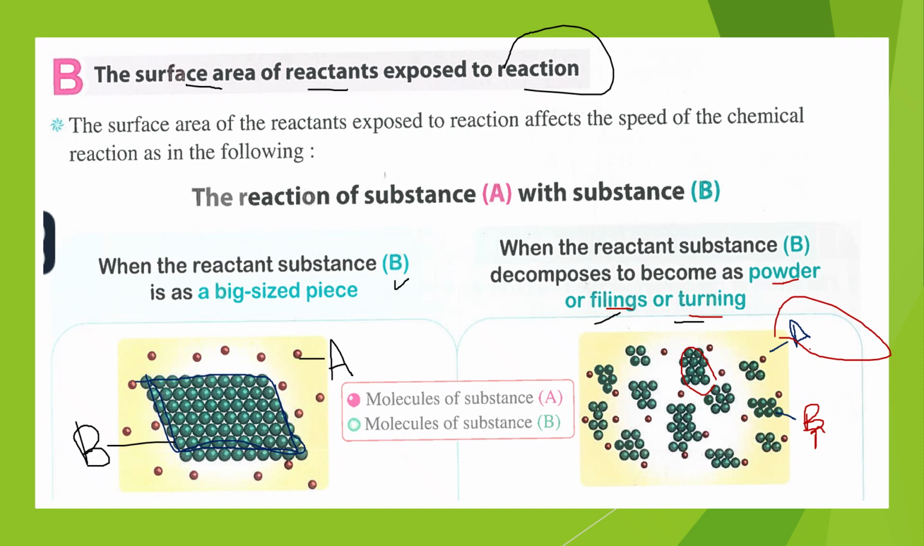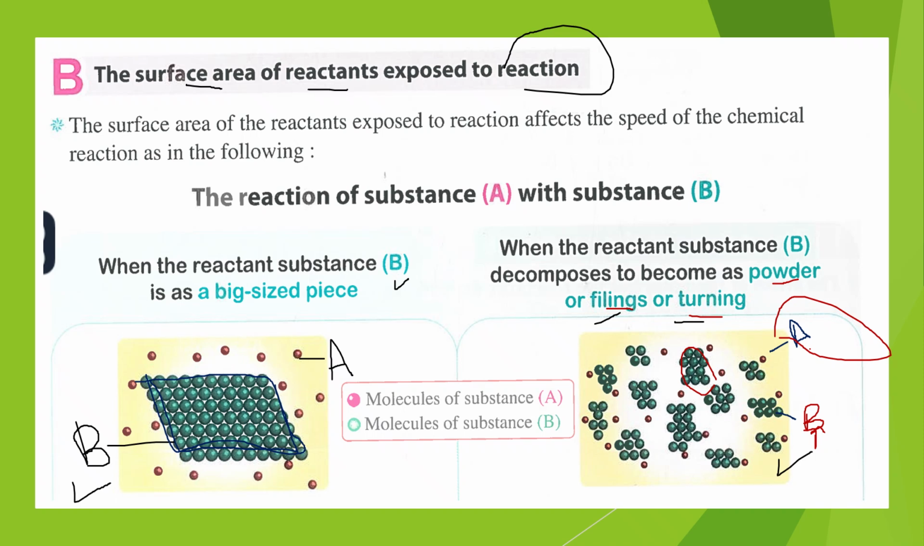So let's discuss again. Which one of them can react faster? Substance B on the left side or substance B on the right side? For sure, your answer will be substance B on the right side because it's very soft, like powder or filings or turnings. So the area exposed to the chemical reaction here is greater than the outer surface here, which is the only part exposed to the reaction. So the surface area of the reactants exposed to the reaction can speed up the reaction or even slow it down.